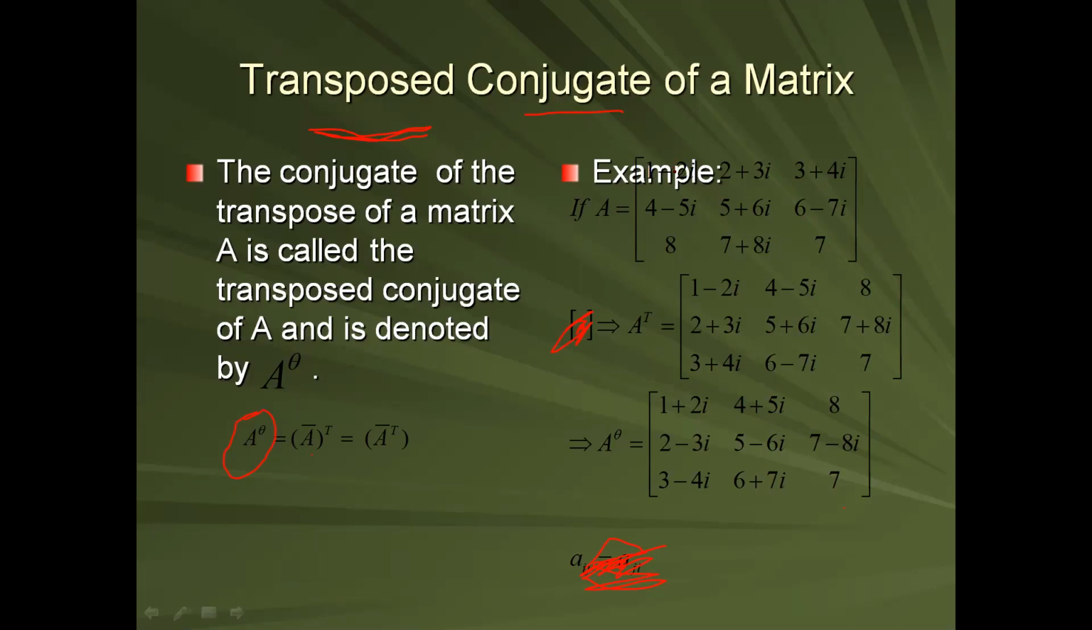The first row has become the first column. This was my second row, which is here the second column. Third row has become third column. So this is transpose. Now conjugate means changing the sign of the imaginary part. So 1 minus 2i becomes 1 plus 2i. 4 minus 5i becomes 4 plus 5i. Okay, so changing the sign. So this is my A theta.